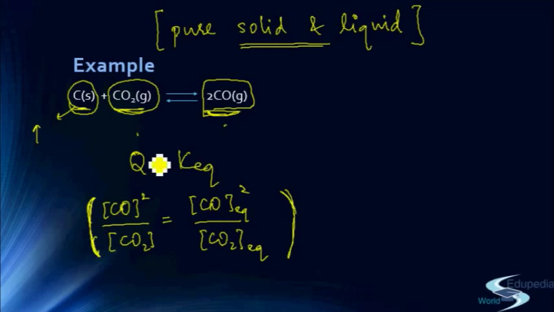In this equation there is no carbon, because we know that pure solids and pure liquids do not feature in the expressions of reaction quotient or equilibrium constant. Only aqueous substances, that is substances in solutions, or gaseous substances come in the expressions. So even if I increase or decrease the amount of carbon present at equilibrium, the Q value is not disturbed, the K value is not disturbed, that is, your equilibrium state is not disturbed.